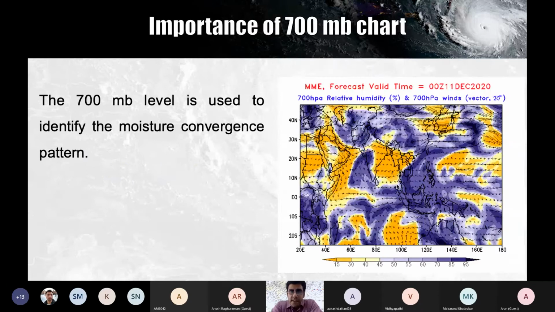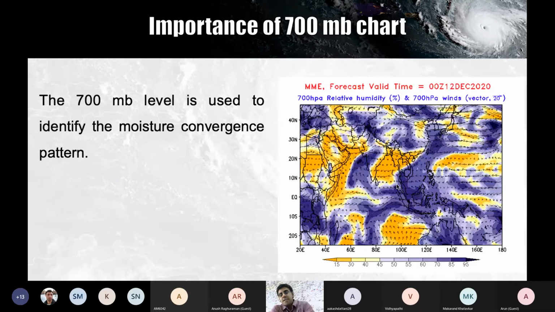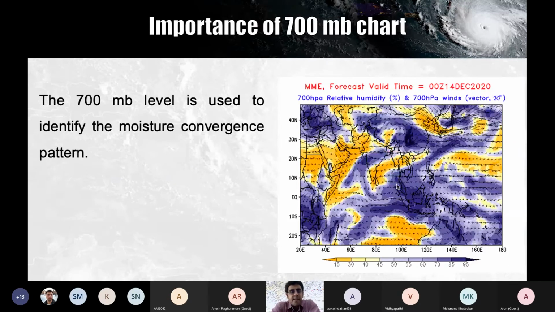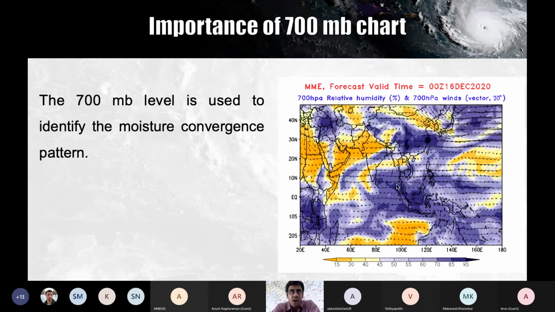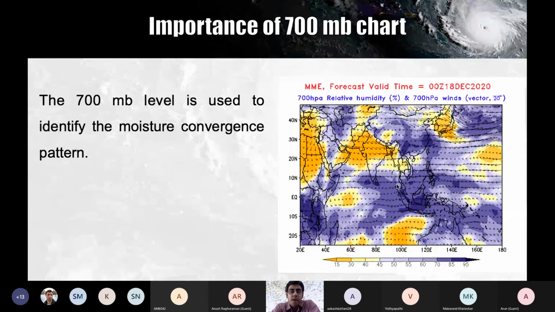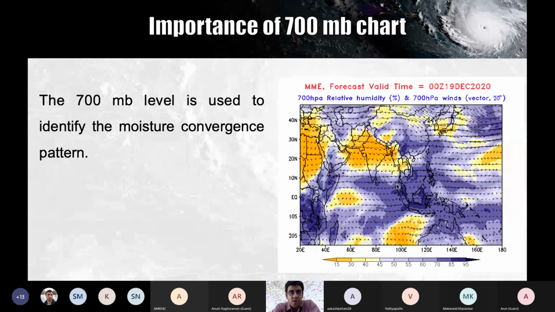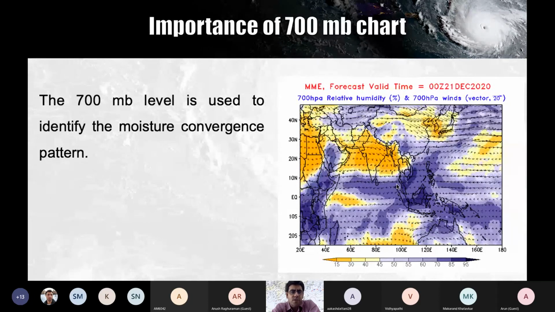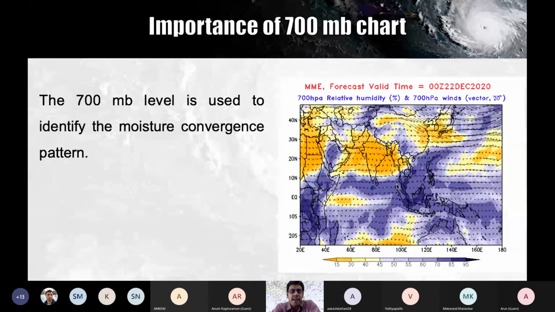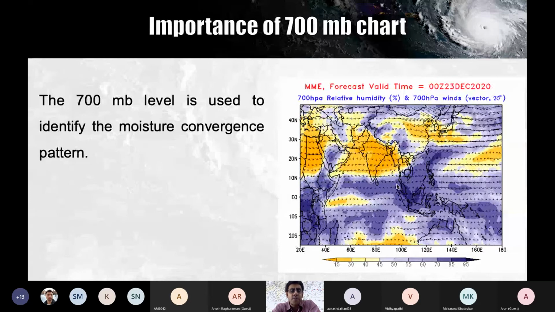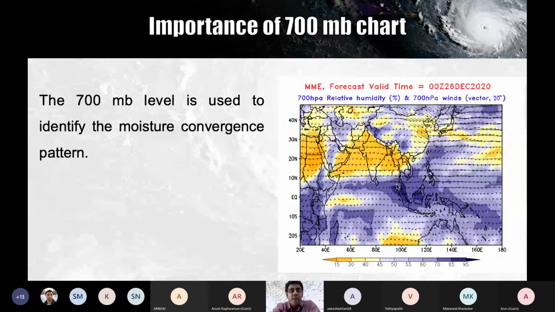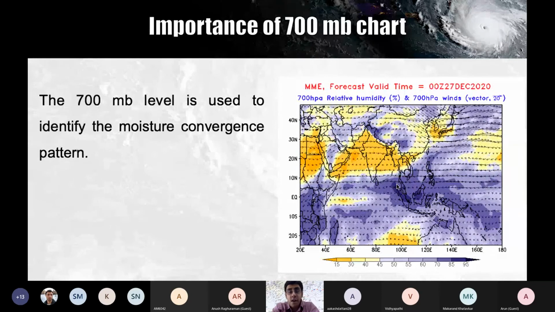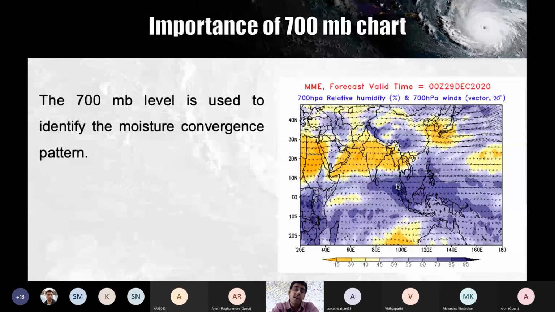The other importance of 700 millibar is moisture convergence, because 700 millibar is around 3 kilometers, and that is where the base of the cloud forms. For typical monsoon clouds, or even cumulonimbus and thunderstorm clouds, 700 millibar is the level where the clouds start to form, the base of the cloud, and then they expand all the way to 10 or 12 kilometers, depending on the type of cloud. Cumulonimbuses are very tall clouds, right?